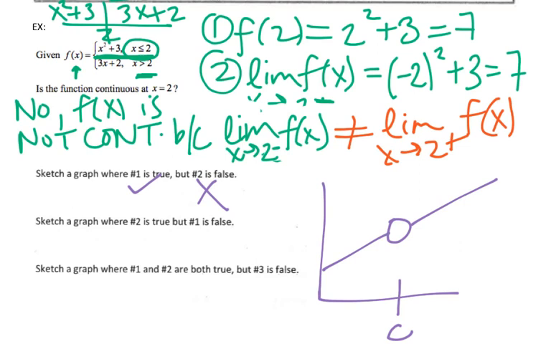Okay, final example. Let's make 1 and 2 true, but the point and the limit are different. So actually, leave it like this, where the limit is the same from the left and the right, and f of c is defined, but it's not the same as the limit.